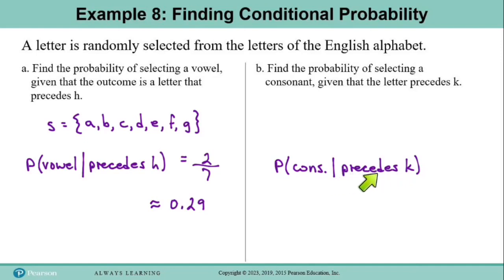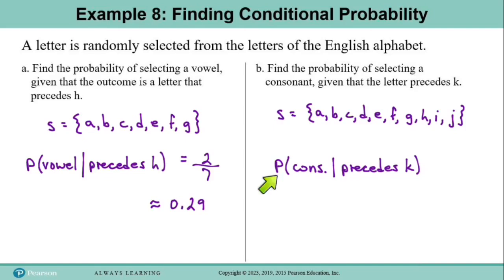So let's write down the sample space of letters that come before K. So the sample space would be A, B, C, D, E, F, G, H, I, J, and it would stop there. Okay, that's a total of 10 letters, right? And how many of them are consonants? Let's see. 1, 2, 3, 4, 5, 6, 7. So there are 7 consonants. So the probability of selecting a consonant, given that we know the letter comes before K, would be 7 divided by 10 total letters. So that's a fraction of 7/10, or a decimal value of 0.7.